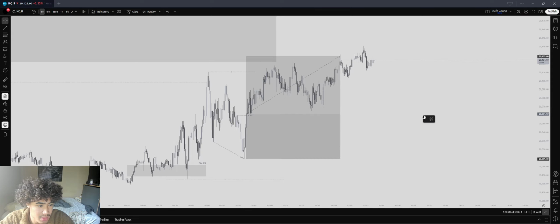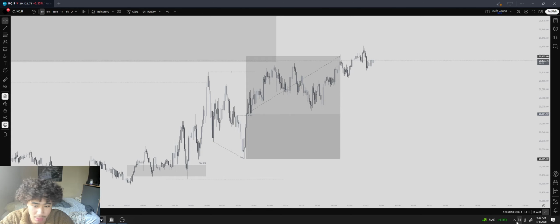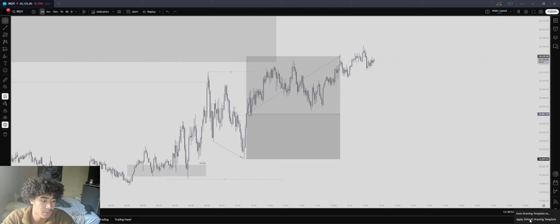So, what is this right here? Why is this on my screen? How do I get rid of this? This is bothering me. It's ruining the clean aesthetic of my charts. Okay, this is actually bothering me. I don't know how to remove it.